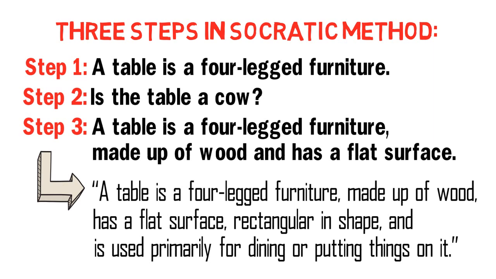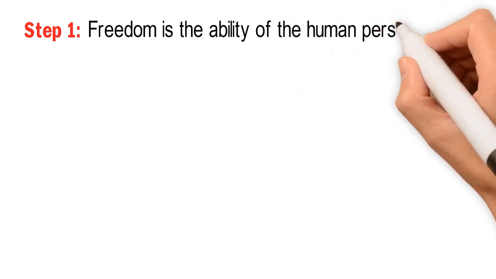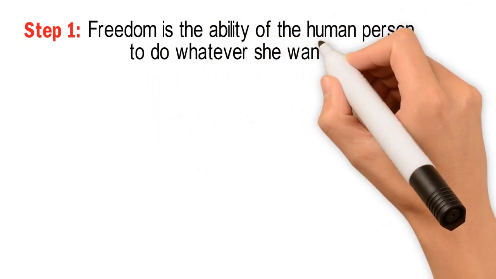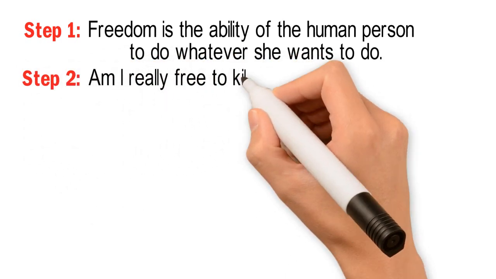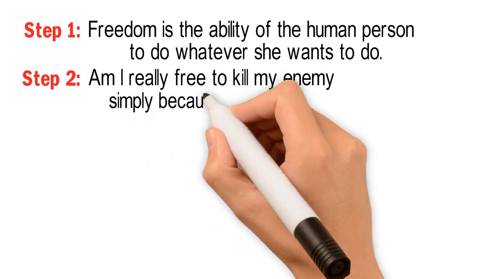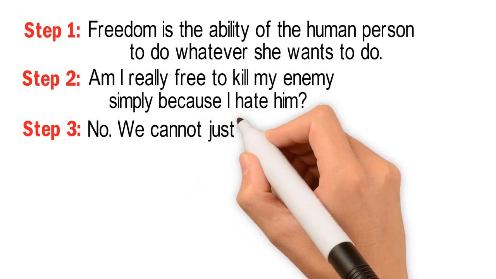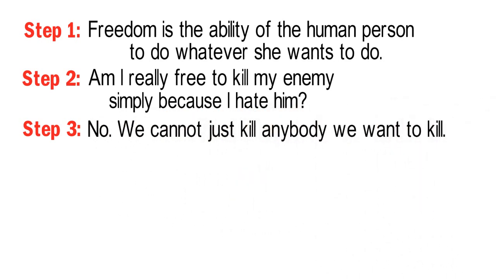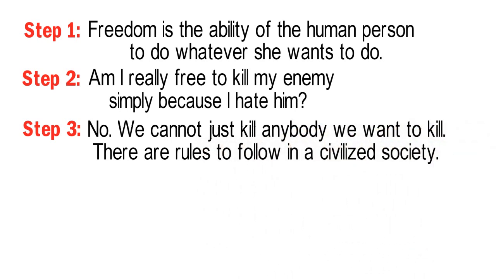Let us consider another example. Step 1. Freedom is the ability of the human person to do whatever she wants to do. Step 2. Am I really free to kill my enemy simply because I hate him? Step 3. No, we cannot just kill anybody we want to kill. There are rules to follow in a civilized society. Now, if we repeat this process, then eventually we can come up with a true definition of freedom.